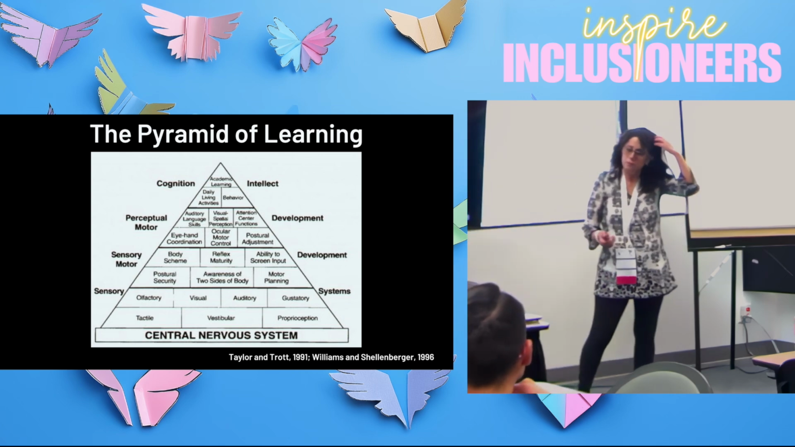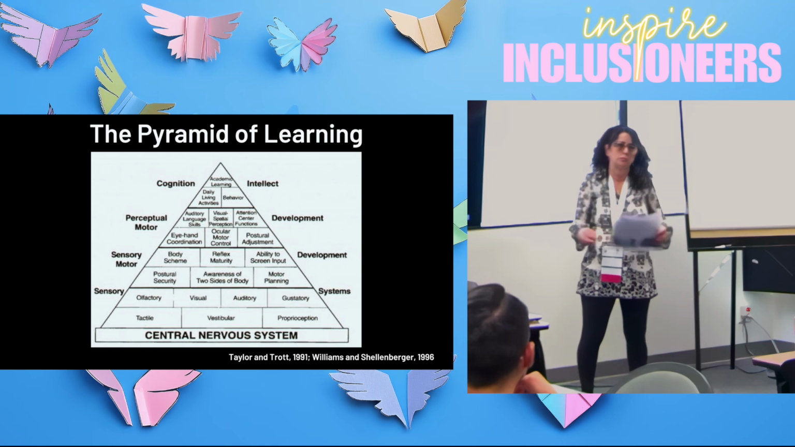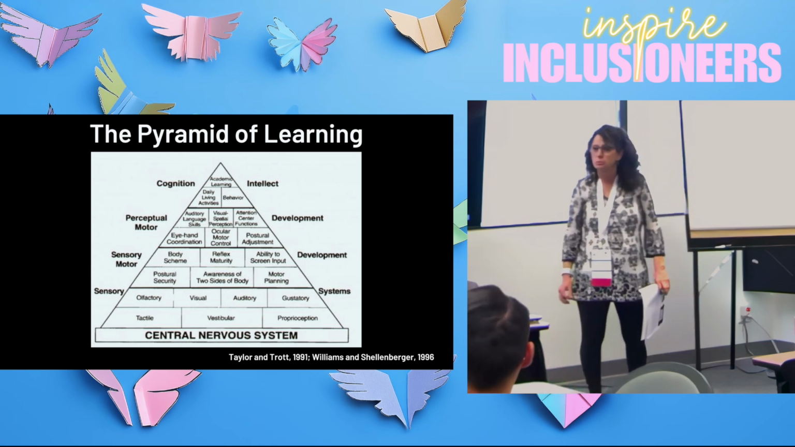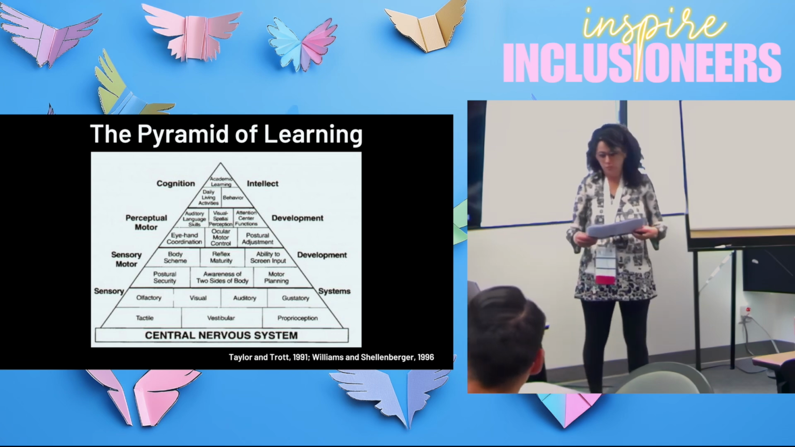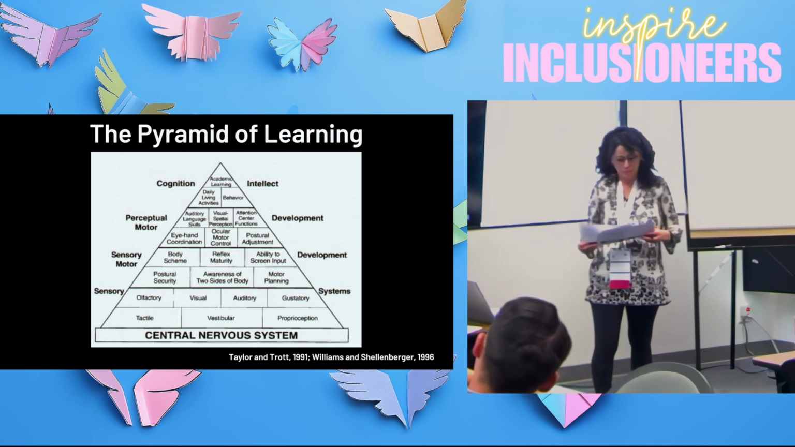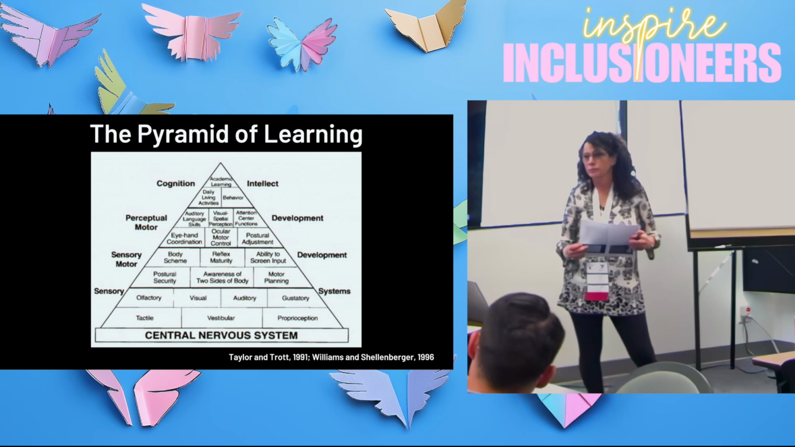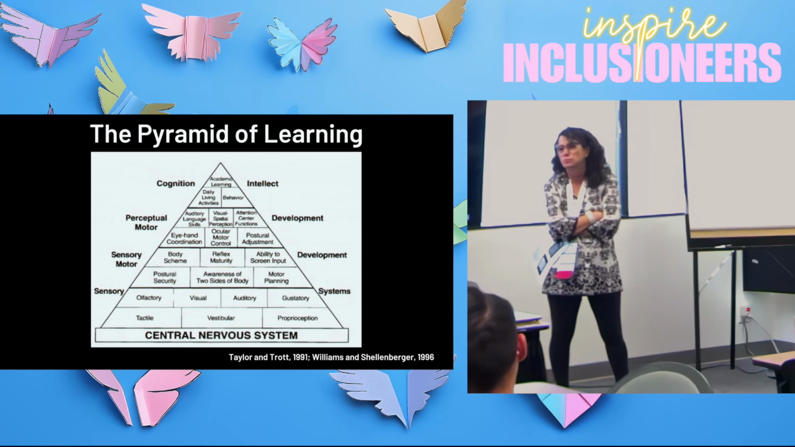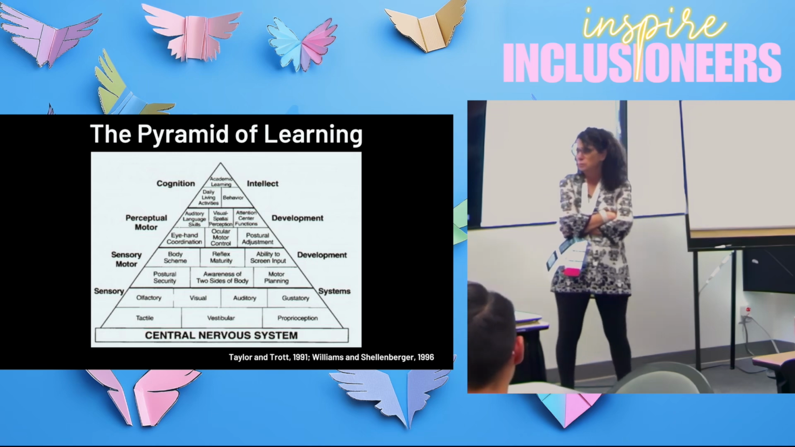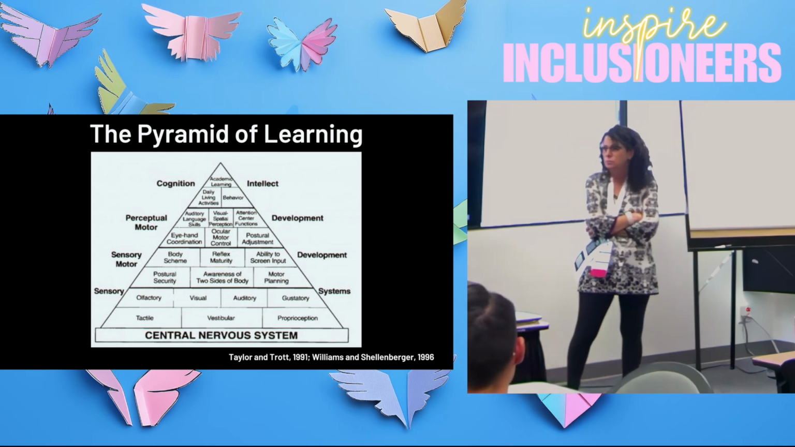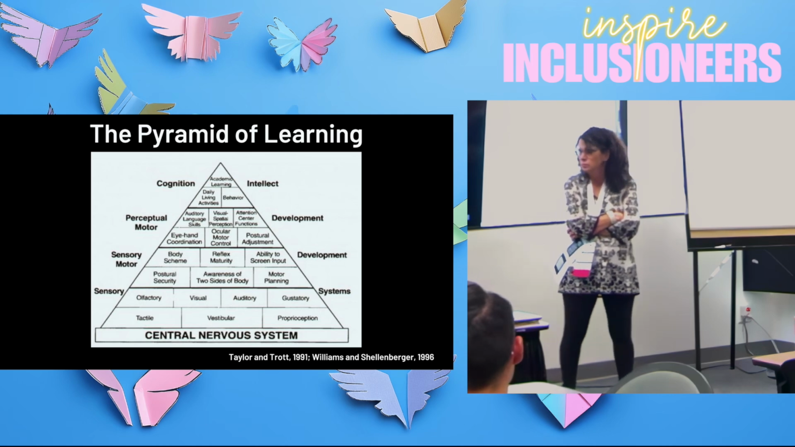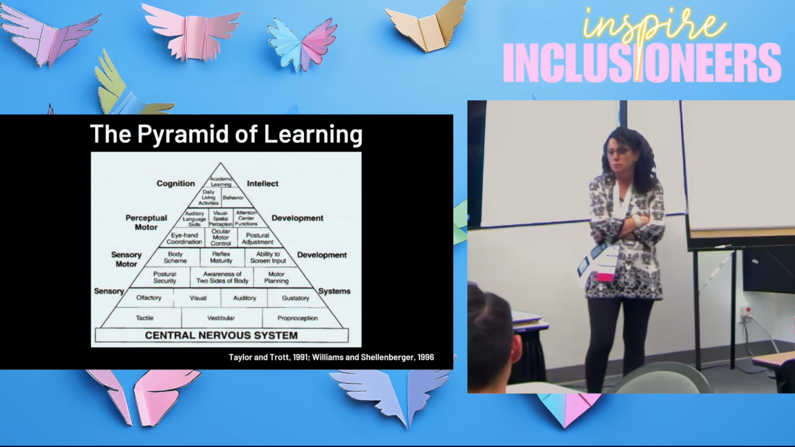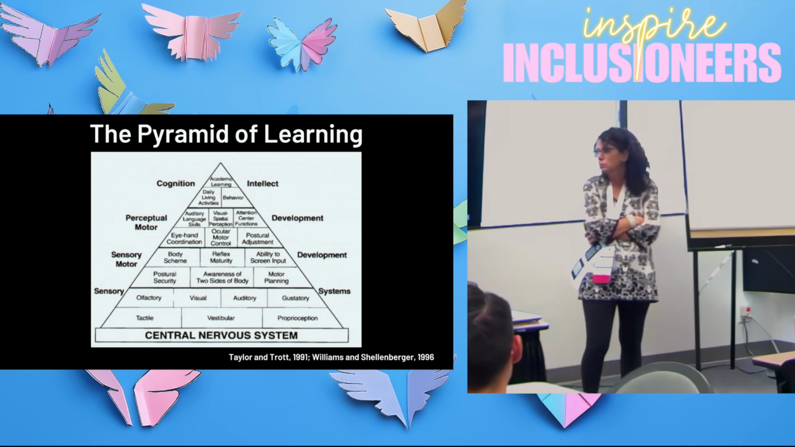How many have seen the pyramid of learning? Okay, we have two, three hands. What is it all about? So we talked about the senses, and as you can see, they're right at the bottom, right? All the senses. Interoception is not there. This is from 1996, but it still holds true, right?